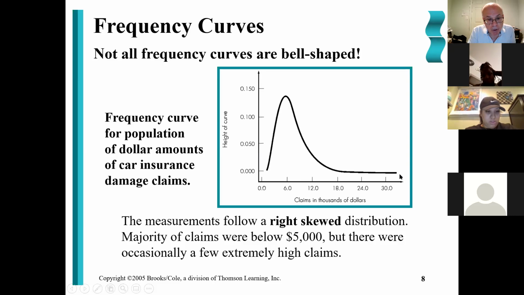Then we have these unusually large ones down here. So it says here, the majority of the claims were below 5,000, right? But there were occasionally a few extremely high claims. Now these claims are in thousands of dollars, so when you see these numbers down here, you have to multiply by 1,000. So if you see 30 here, it means a $30,000 claim. You see 6 down here, it means a $6,000 insurance claim.